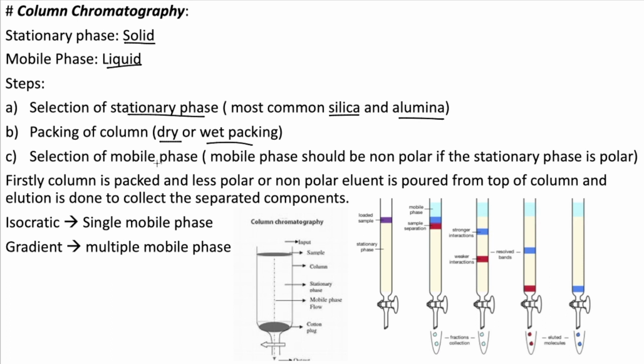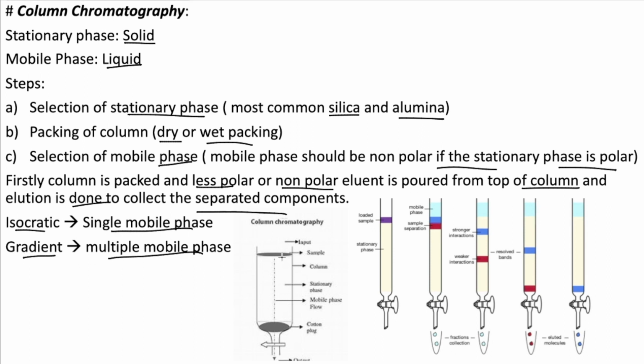The next is selection of the mobile phase. The mobile phase should be non-polar if the stationary phase is polar. You need to take a mobile phase in such a way that it should not interact with the stationary phase. Alright. Firstly, the column is packed and a less polar or non-polar eluent is poured from the top of the column, and elution is done to collect the separated components. Isocratic is a single mobile phase, and gradient has multiple mobile phases.